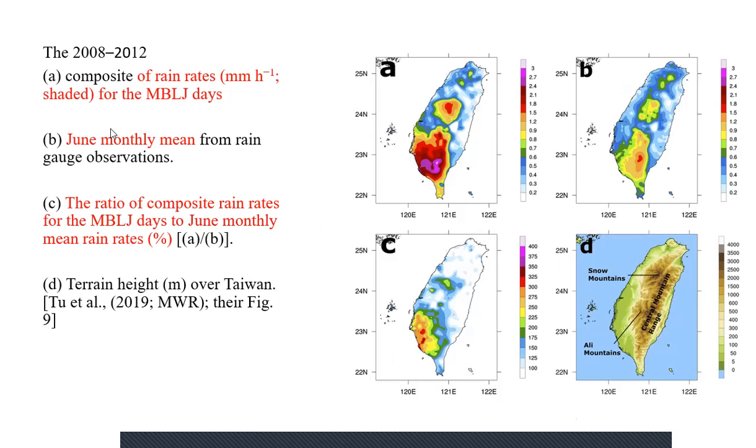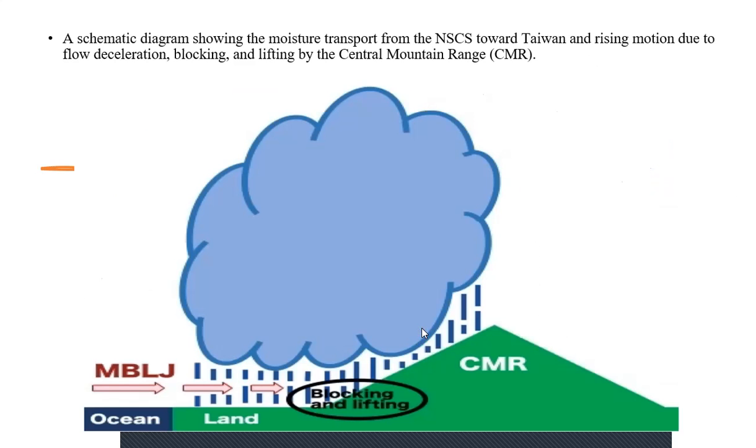And how does that affect rainfall? So this is the rainfall distribution for the marine boundary layer jet days. This is the June mean, and this is the ratio. So southwestern Taiwan is enhanced with higher precipitation under marine boundary layer jet days. And this is a schematic diagram showing the marine boundary layer jet being lifted due to blocking and lifting, and also rain evaporative cooling.